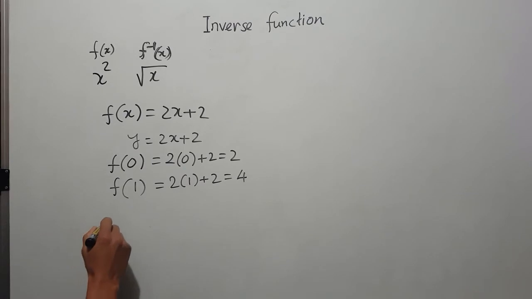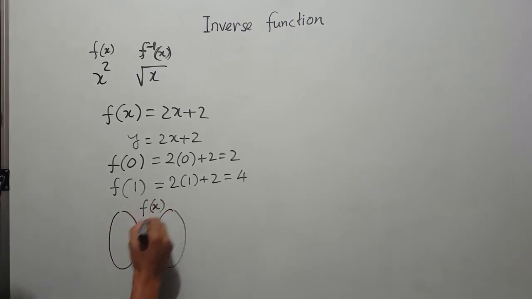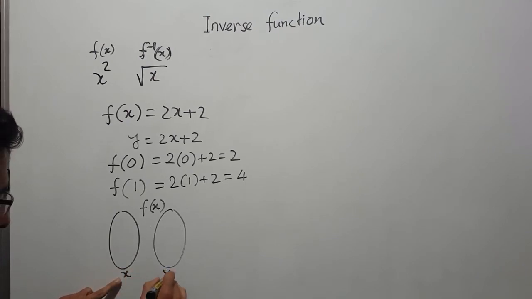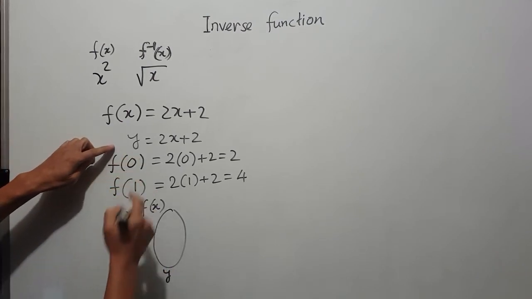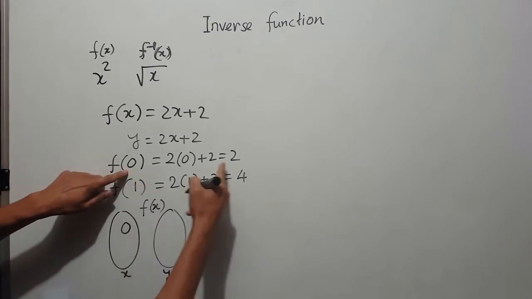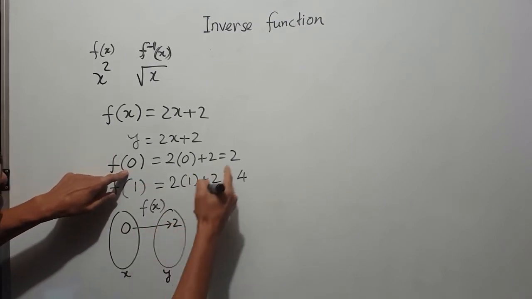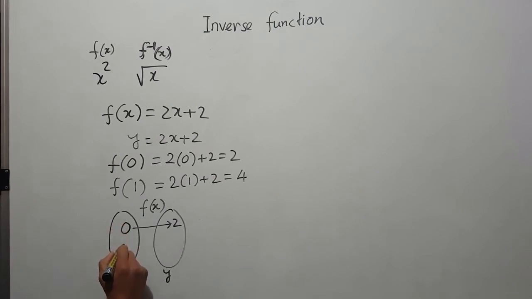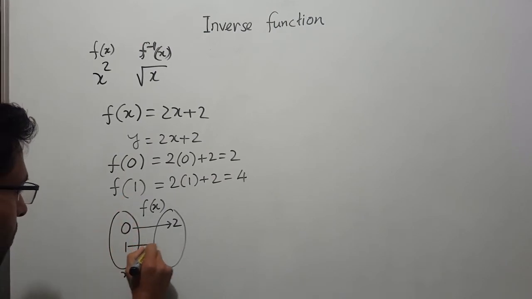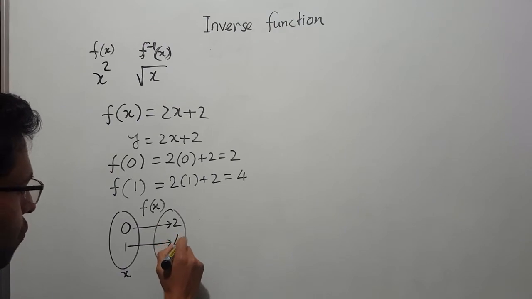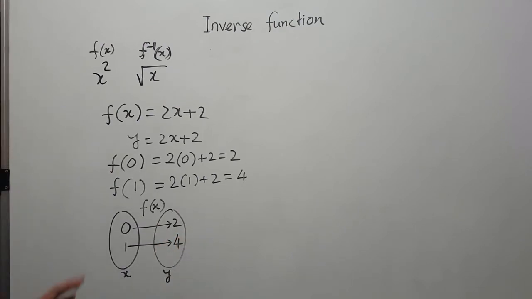Now if I want to show that, if you remember correctly, this is our domain, I mean this is our x and this is our y, and you can see for x equal to 0, we are getting y equal to 2. So this is our associated y for this function. And when we are giving x equal to 1 as an input, we are getting y equal to 4 as output. Okay, so this is a function. Obviously each value of x is giving another value of y.